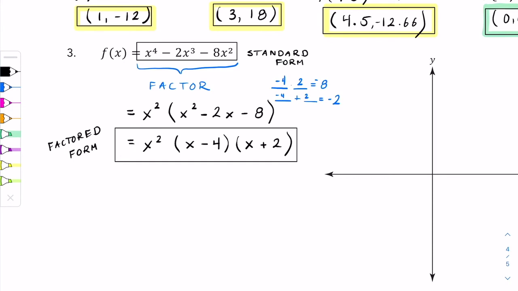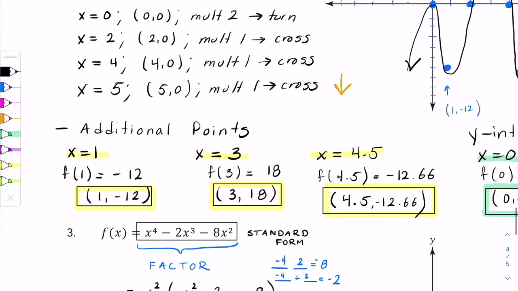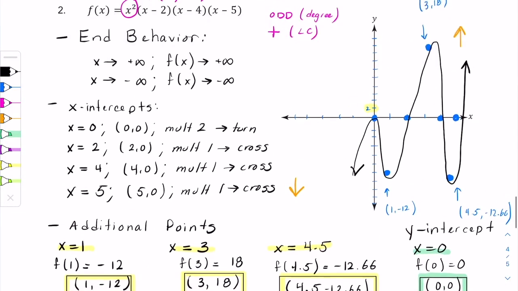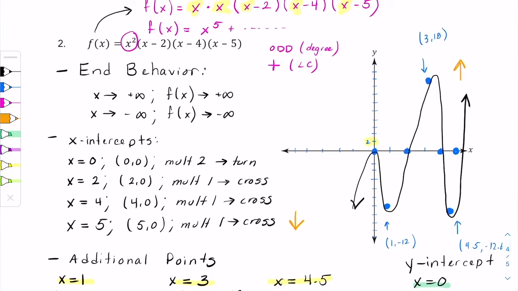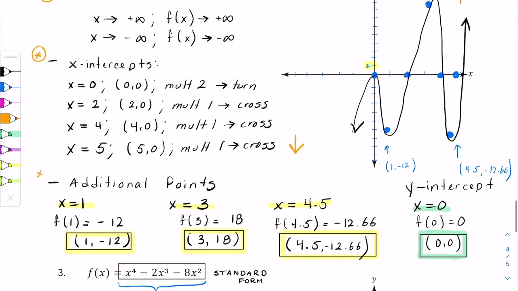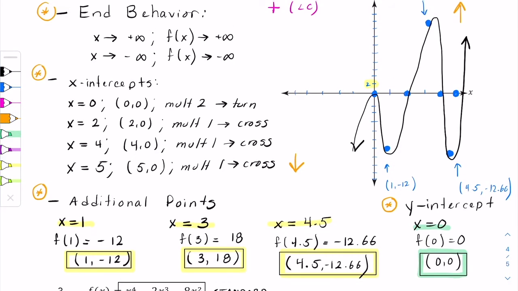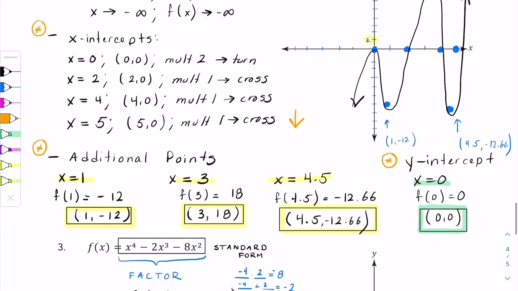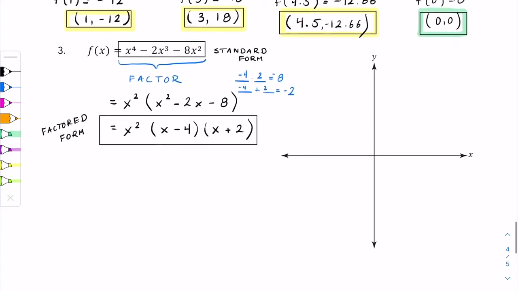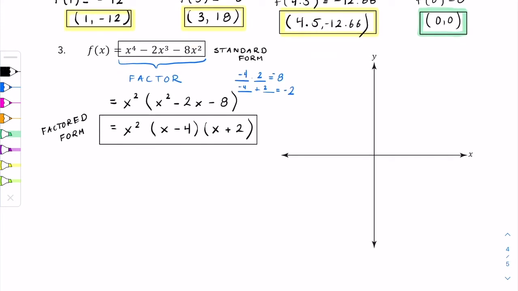Okay, I'm going to follow the same order that we did in the previous problems. So last class what we did was we started off looking at end behavior. Then we looked at x-intercepts. Then we found additional points between the x-intercepts, and we also found the y-intercept. Okay, you don't have to follow that order exactly. I tend to always go in the same order. You just have to make sure you have all these parts. All right, end behavior.